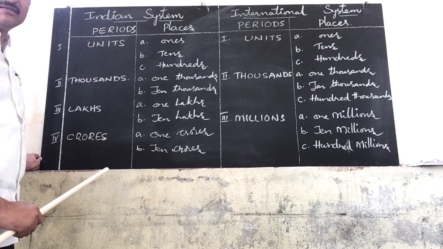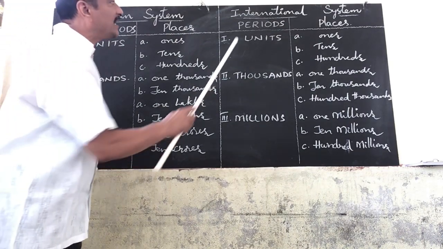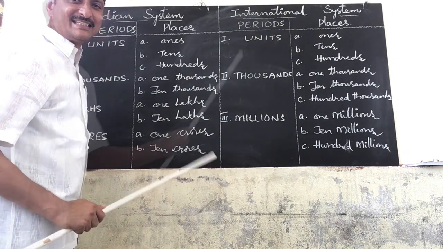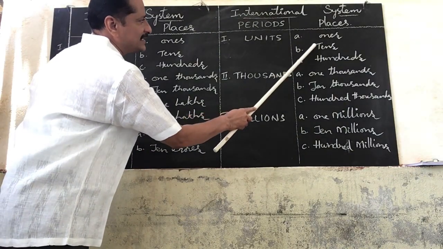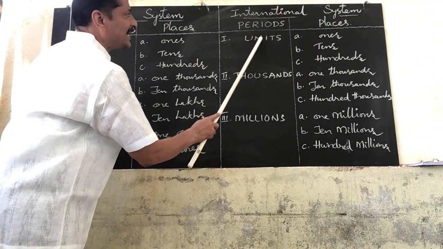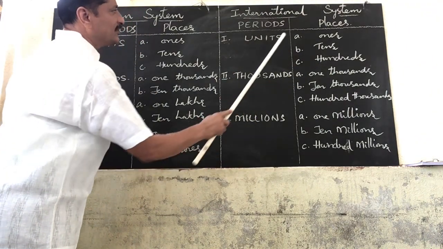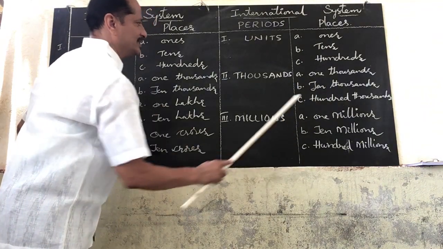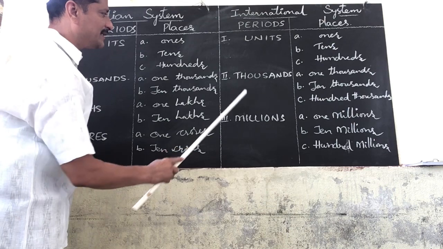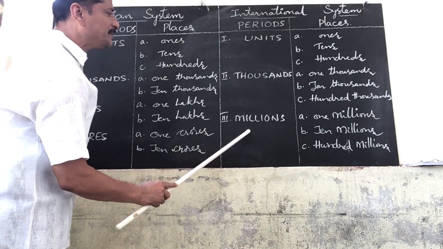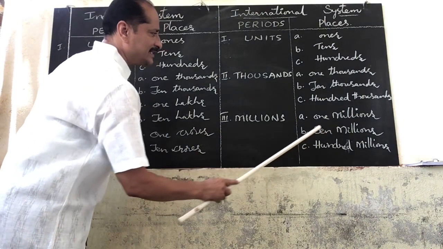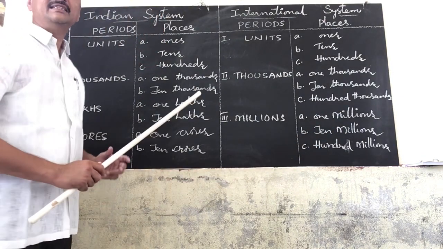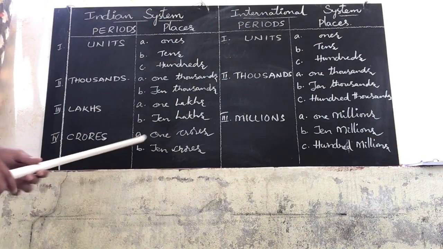In the international system of numeration, we have 3 periods only. The units period has 3 places: ones, tens, and hundreds. The next greater than the units period is the thousands period. The thousands period has 3 places: 1000s, 10,000s, and 100,000s. The next greater than the thousands period is the millions period. The millions period has 3 places. They are 1 million, 10 millions, and 100 millions. These are the periods in the Indian and international systems of numeration.